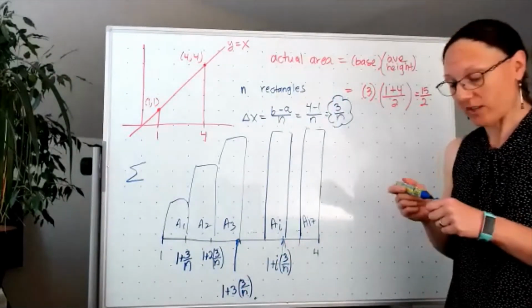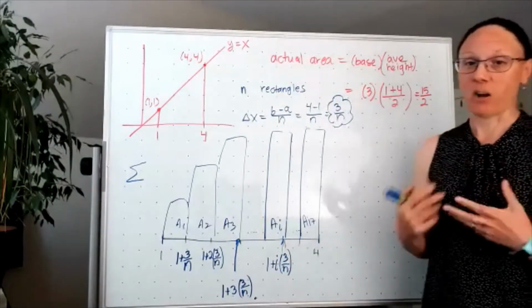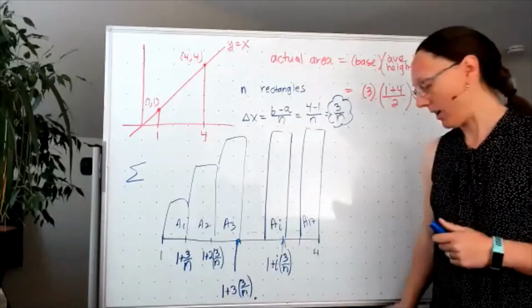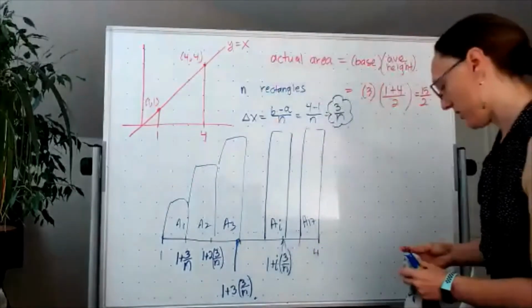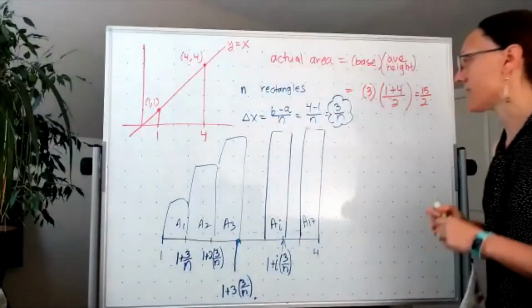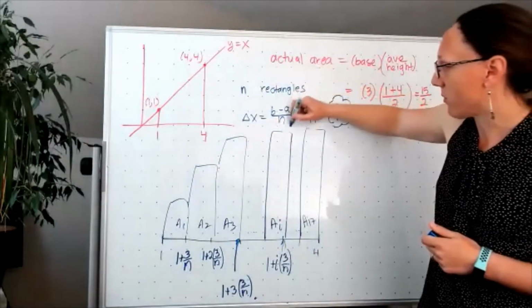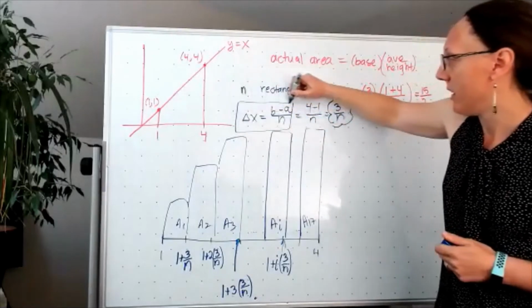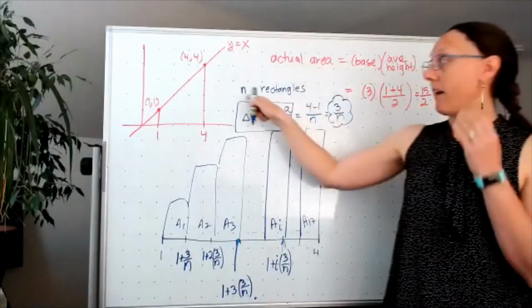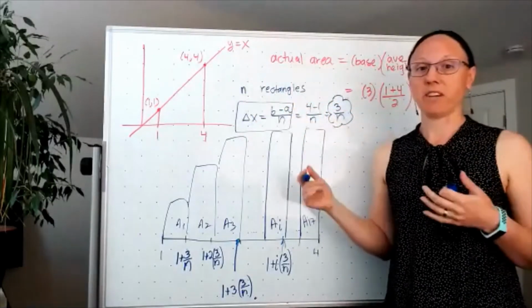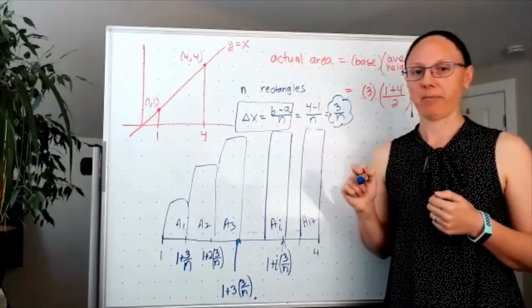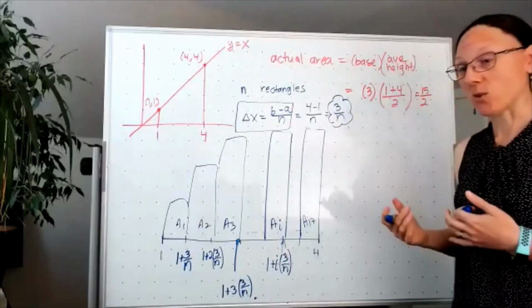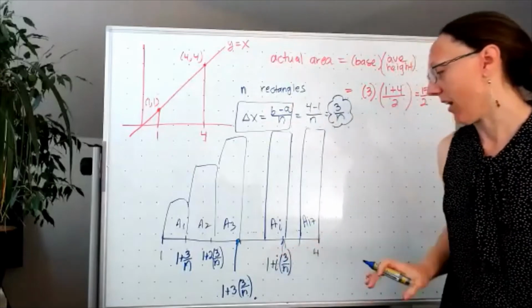So I'm going to pause for a second because there are a couple of formulas that I want to make sure that you've got in your notes. The first one here is this right here. If we're going to have n rectangles, then the width of each rectangle, or the delta x, is b minus a over n.